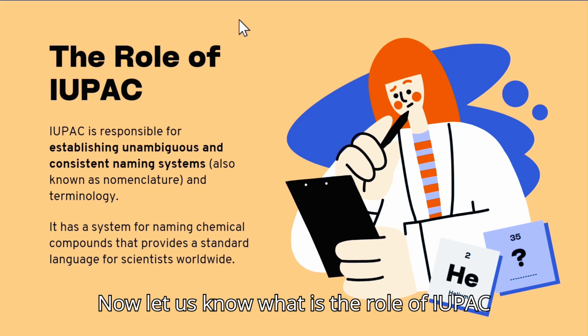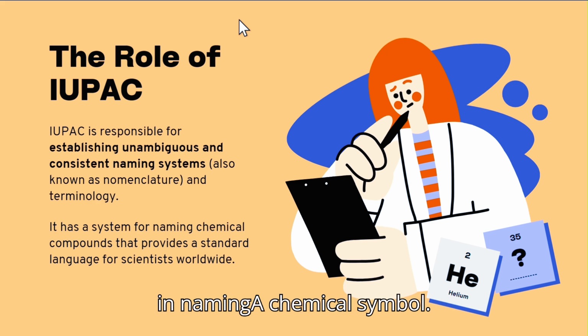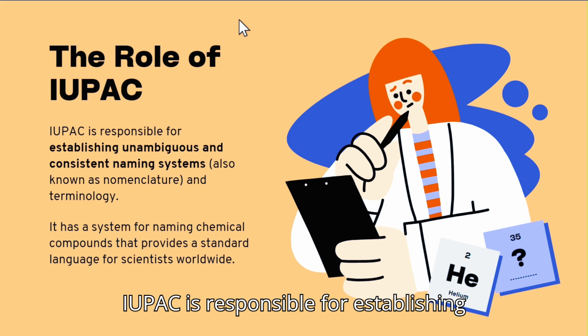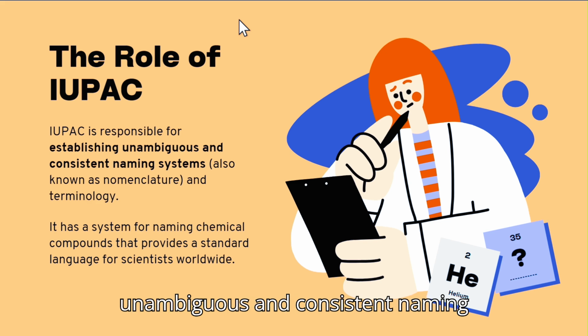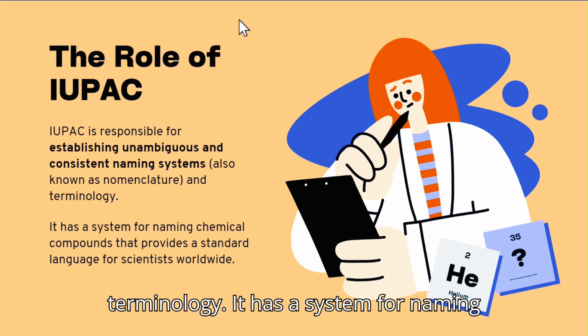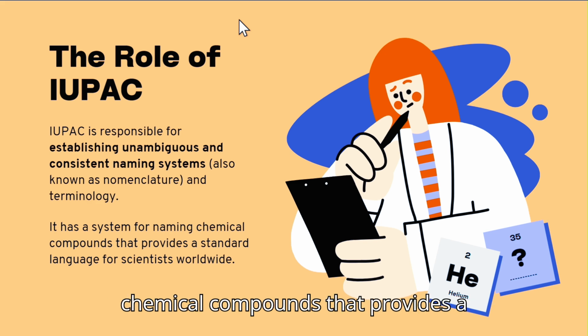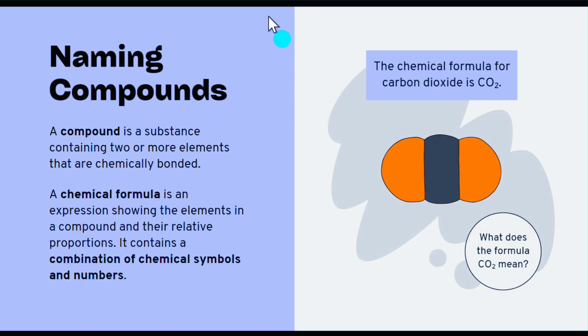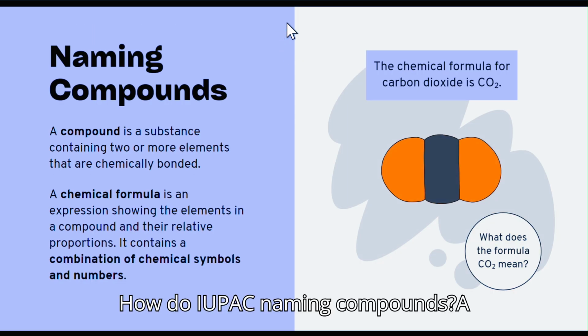Now, let us know the role of IUPAC in naming a chemical symbol. IUPAC is responsible for establishing unambiguous and consistent naming systems, also known as nomenclature and terminology. It has a system for naming chemical compounds that provides a standard language for scientists worldwide. How does IUPAC name compounds?